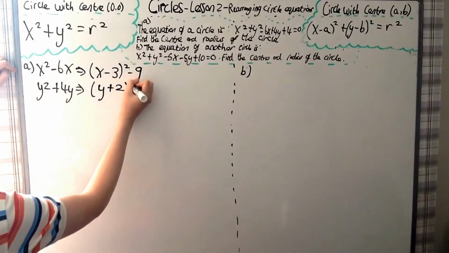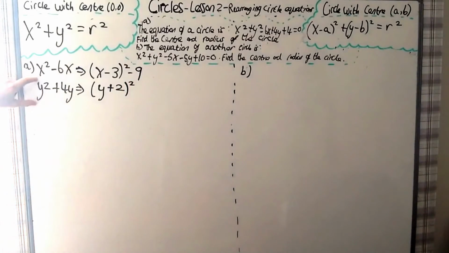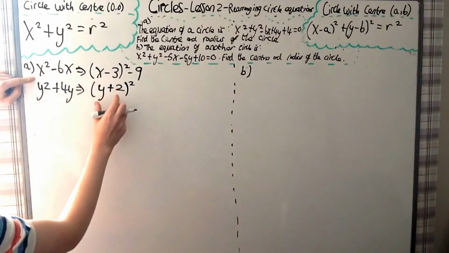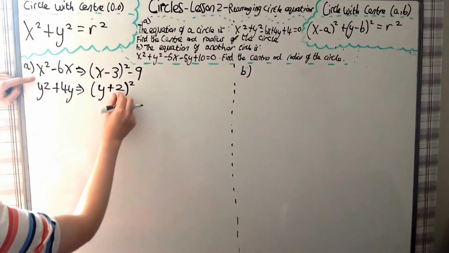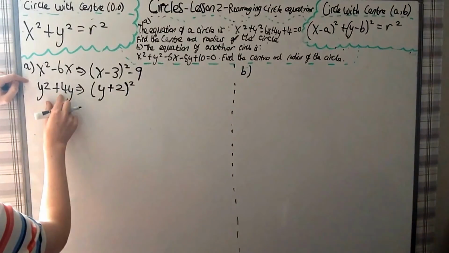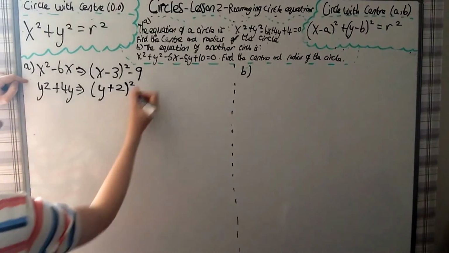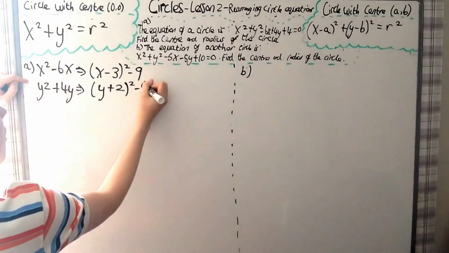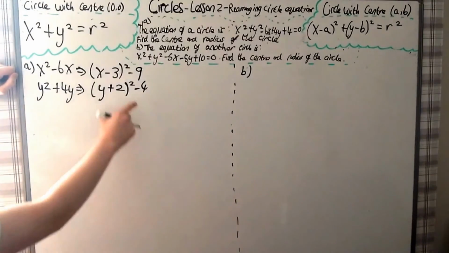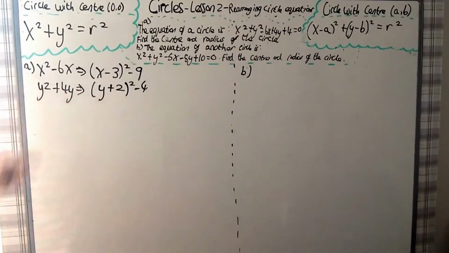We square this, and then looking back at this, we don't have a constant, we just have y squared and 4y, which we do get, but we also get 2 times 2 when we expand this. 2 times 2 is 4, and we need to get back to 0 because we don't have any constant term here. So to get from 4 to 0, we subtract 4. And this is the same as this.